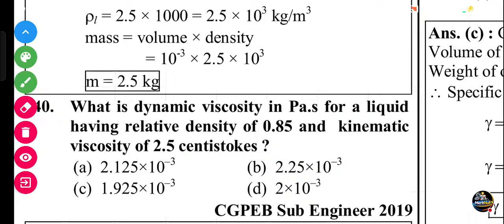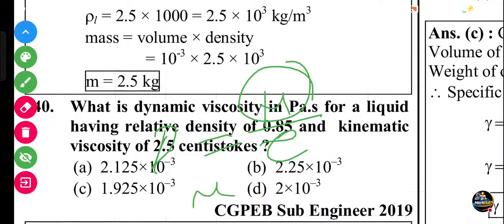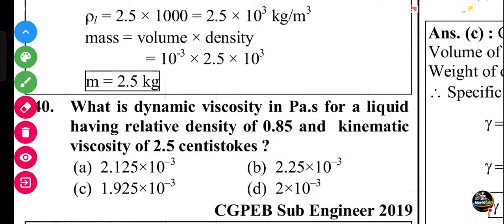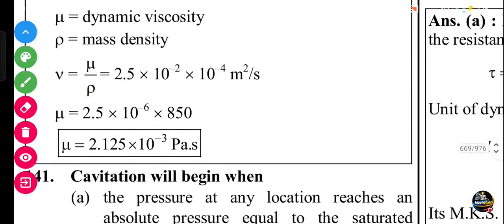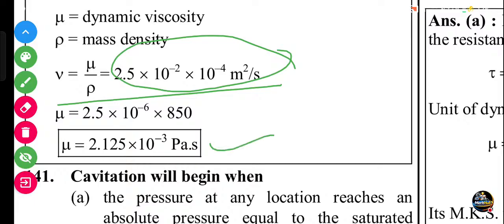The formula, we know that the kinematic viscosity nu equal to dynamic viscosity by density. So what is the dynamic viscosity? Dynamic viscosity mu equal to density into kinematic viscosity. If you put the data in this equation, you can get the answer. Here is solving the question. Putting this data, the answer is 2.1525 into 10 to the minus 3 Pascal second.